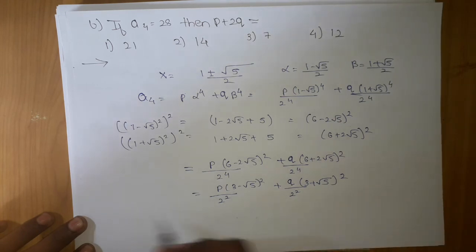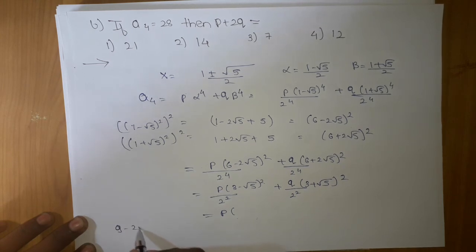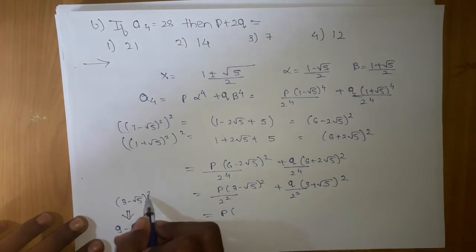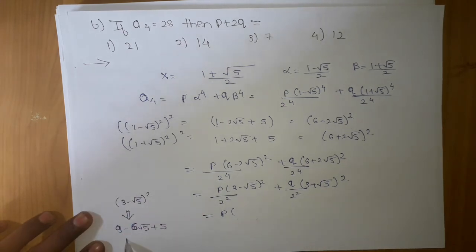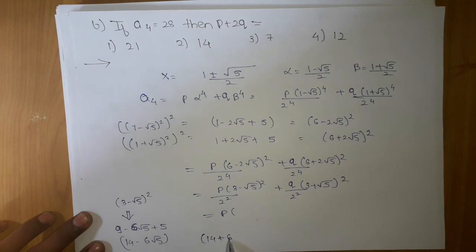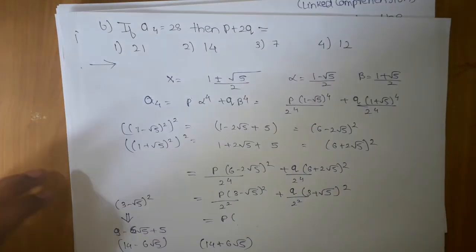Now let's open this. This will give me p into, let's open this, 9 minus 2 root 5 times 3, which is 6 root 5, plus 5. And so I got this value. This is 3 minus root 5 the whole square, which will lead me to 14 minus 6 root 5. Similarly here it will be 14 plus 6 root 5. So now let's take another page and solve.